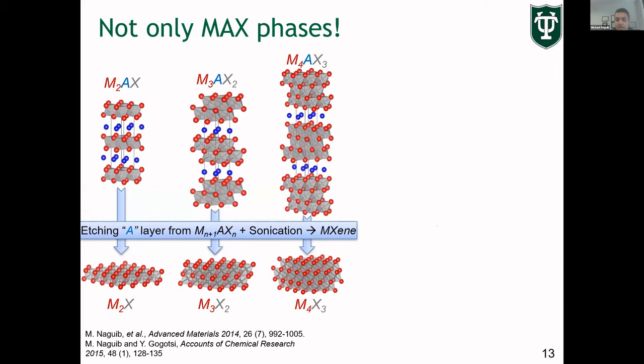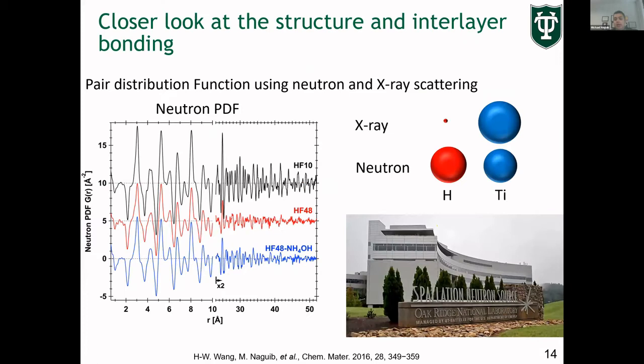Not only MAX phases can be etched, other layered carbides can too. Now, enough about the background about MAX phases and about the discovery of the MXenes. Let's dig deeper and have a closer look at the structure and the interlayer bonding between these 2D sheets.